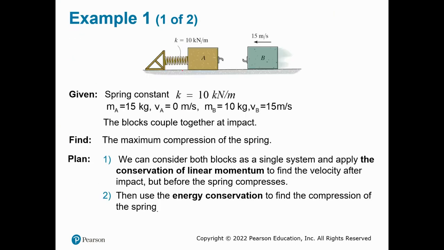I have this block A attached to a spring. The spring constant is 10 kilonewtons per meter, and m_A equals 15 kilograms. v_A equals 0, meaning block A is initially at rest. And then I have block B, 10 kilograms, coming from the right, with velocity v_B equal to 15 meters per second. The blocks couple together at impact, so they stick together after the impact. We're looking for the maximum compression of the spring.